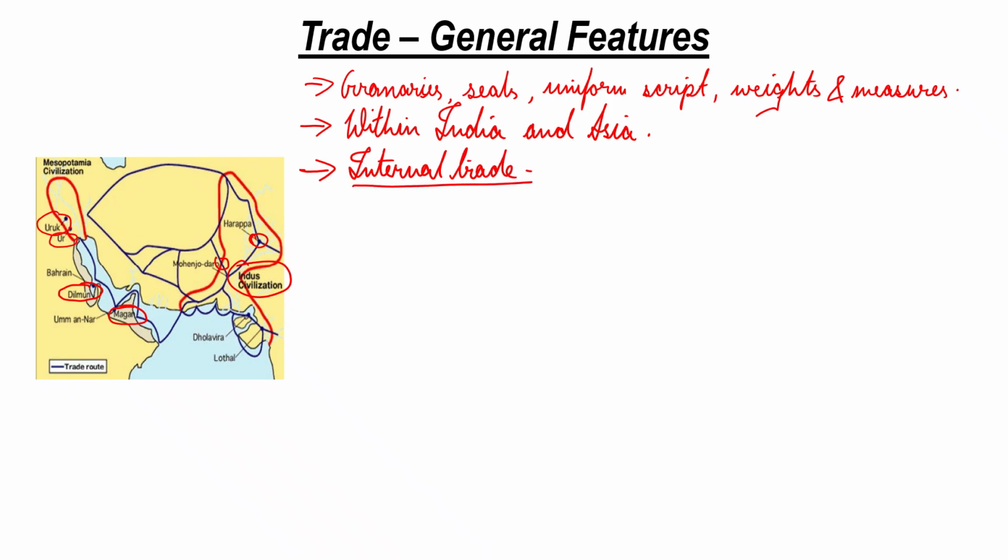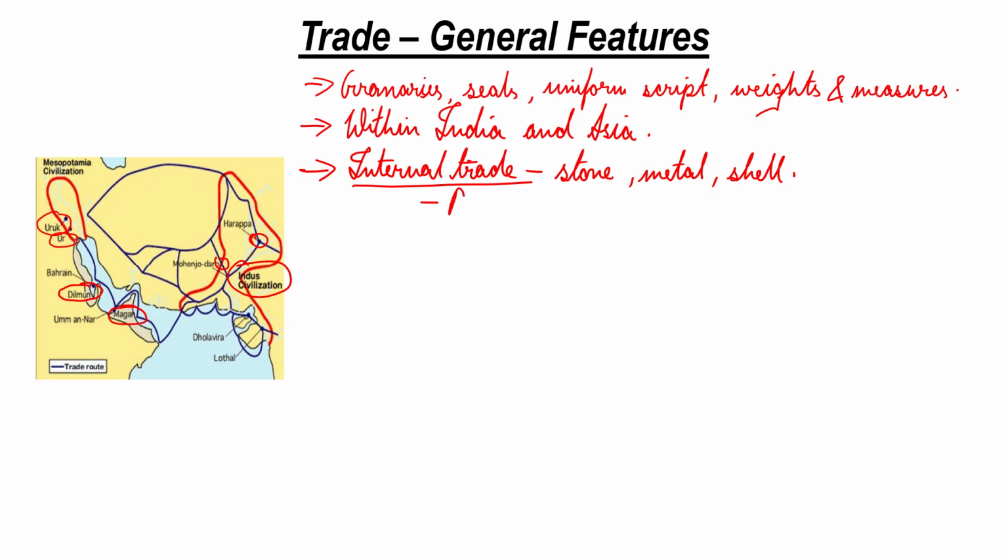What are the main features of internal trade? So internal trades were done with items like stone, metal and shell. Okay, so these were products of internal trade, and they did not use metal money.